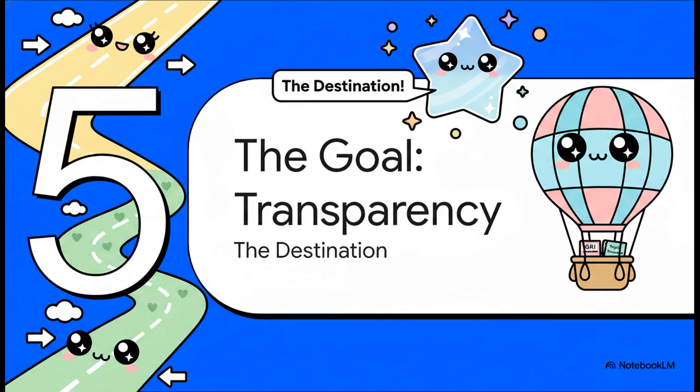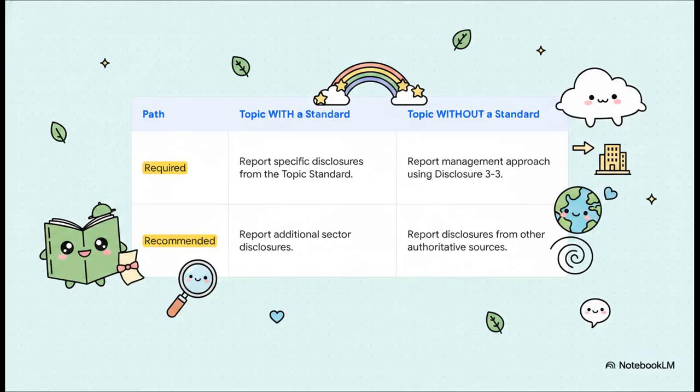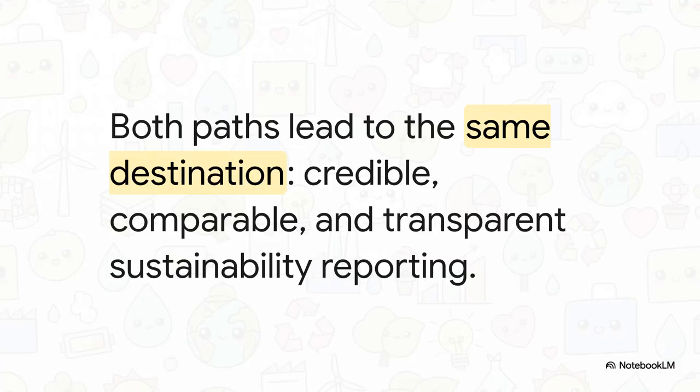So you see, whether you took the main road using a clear GRI topic standard, or you had to navigate the detour for a more unique topic, both of these paths are designed to get you to the exact same destination: full transparency. This slide sums it up perfectly. Got a topic standard? Then you're required to report its specific disclosures. Don't have one? Then you're required to report your management approach using Disclosure 3.3. And in both scenarios, it's recommended you add more context, either with extra sector disclosures or by referencing those other authoritative sources.